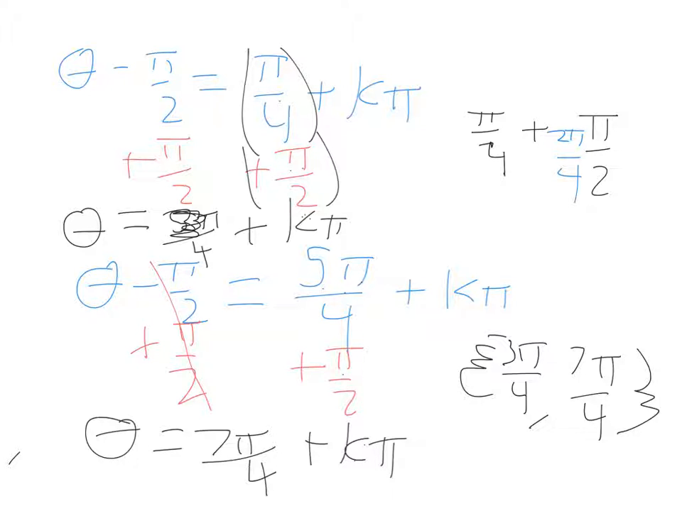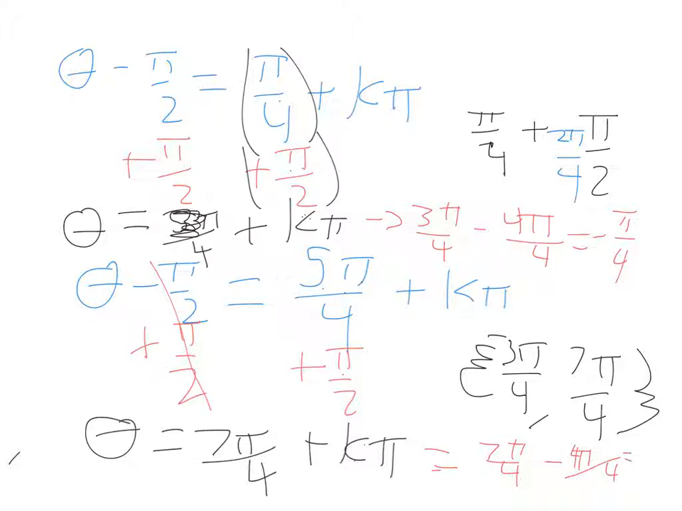However, we need to check to see if there are any other angles in our interval from 0 to 2 pi that we can generate with these equations. So if we plug in negative 1 for the first equation, that'd be 3 pi over 4 minus pi, the same as minus 4 pi over 4, which would be negative pi over 4, which is not in our interval. And if we plug in negative 1 here, that'd be 7 pi over 4 minus pi, which would be 3 pi over 4, which we already have listed.